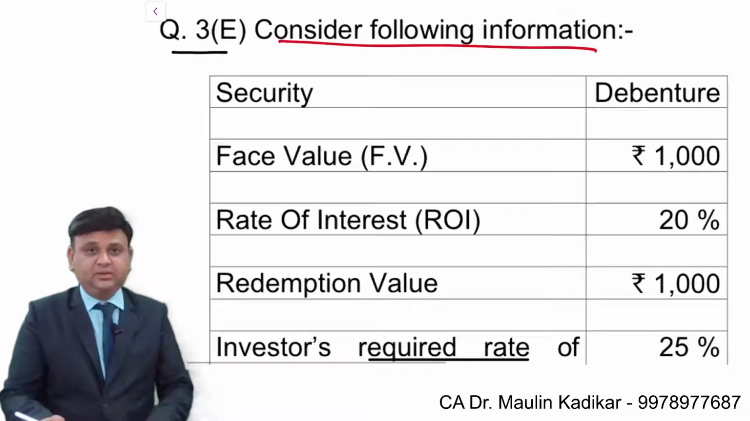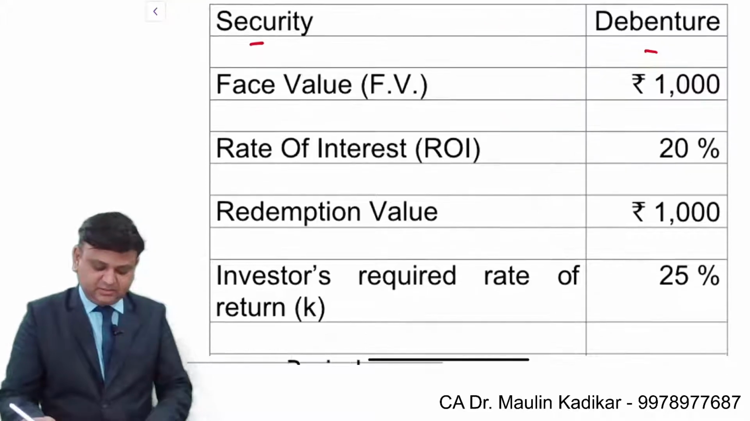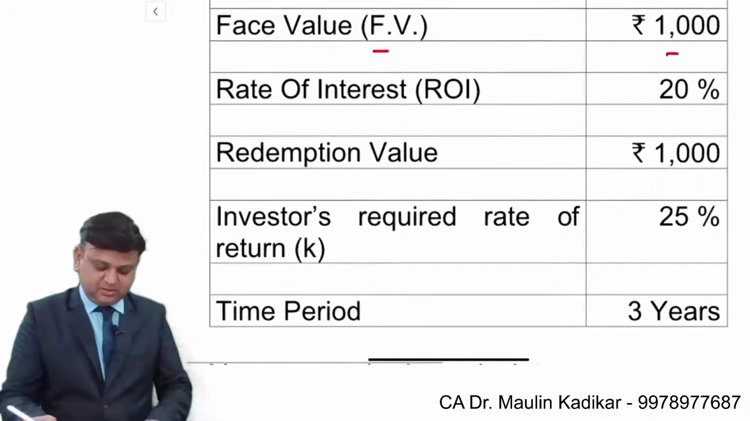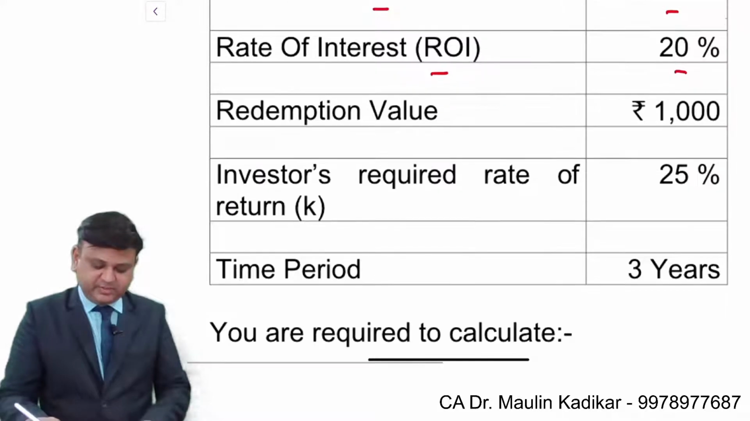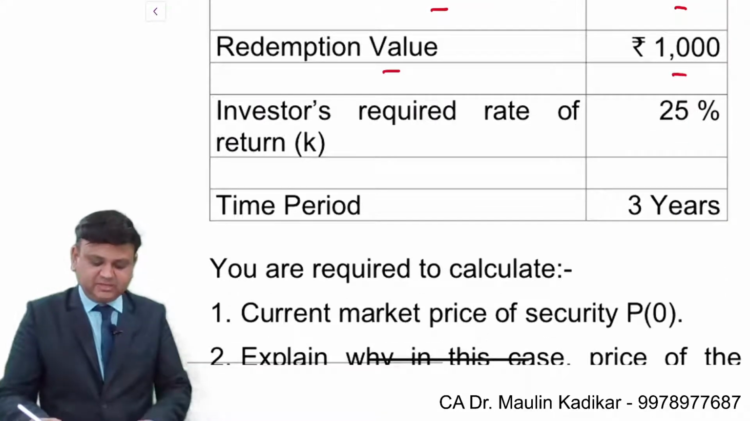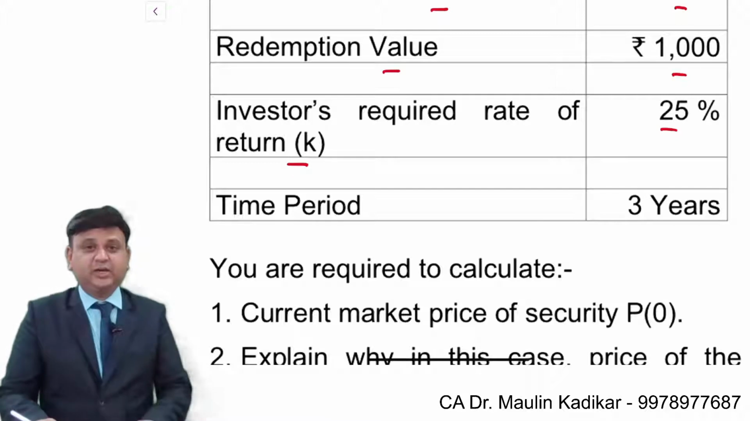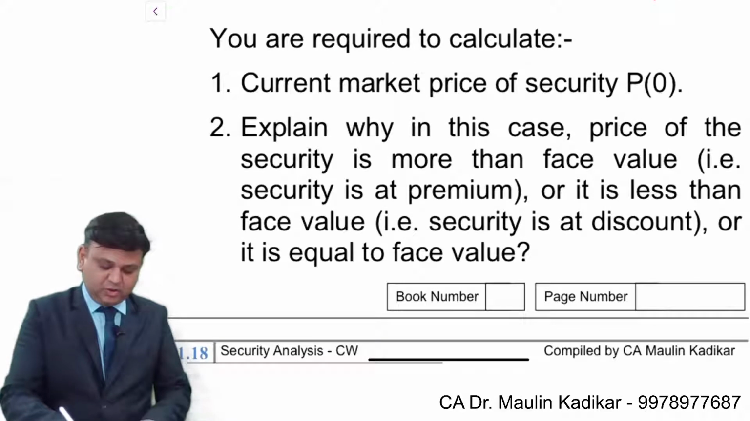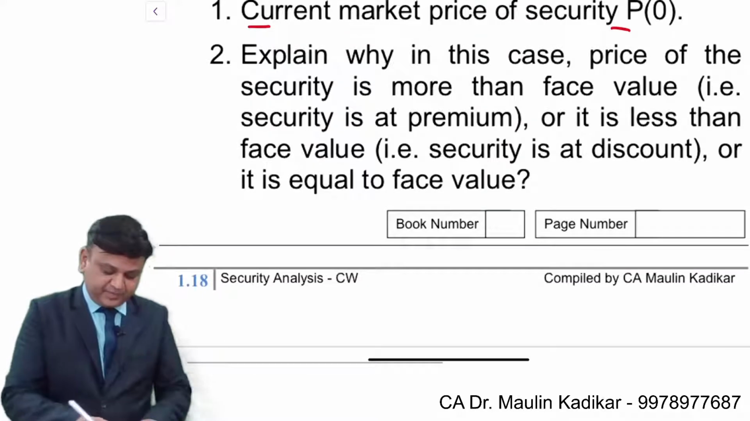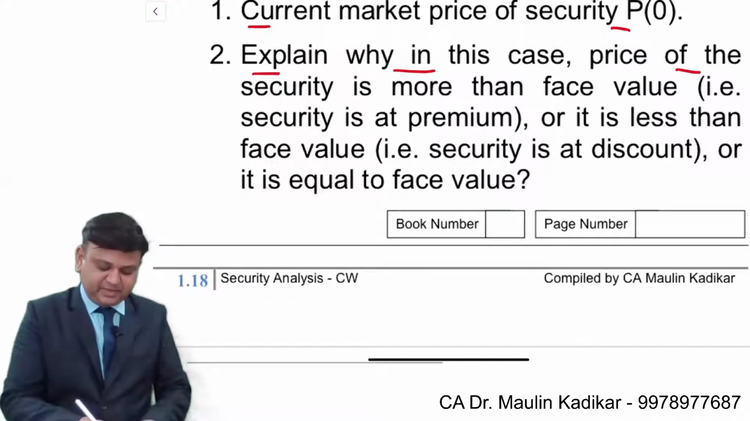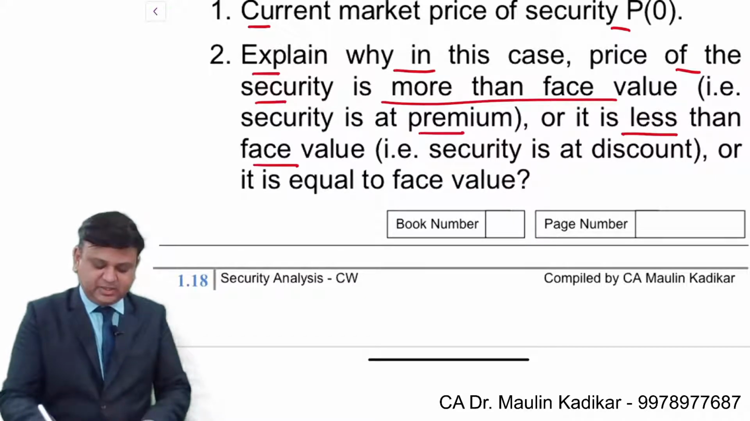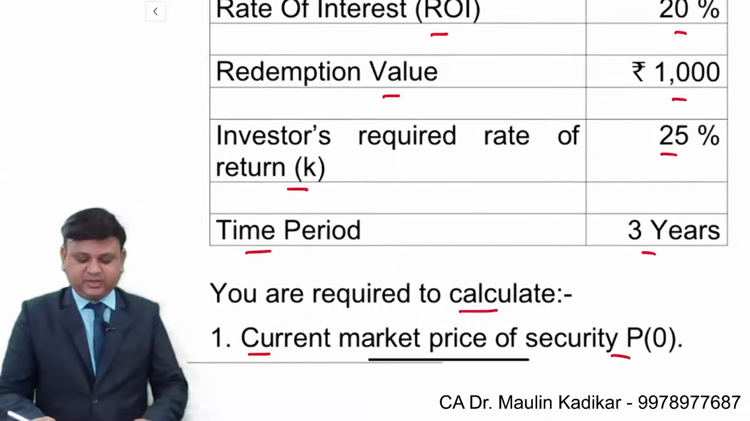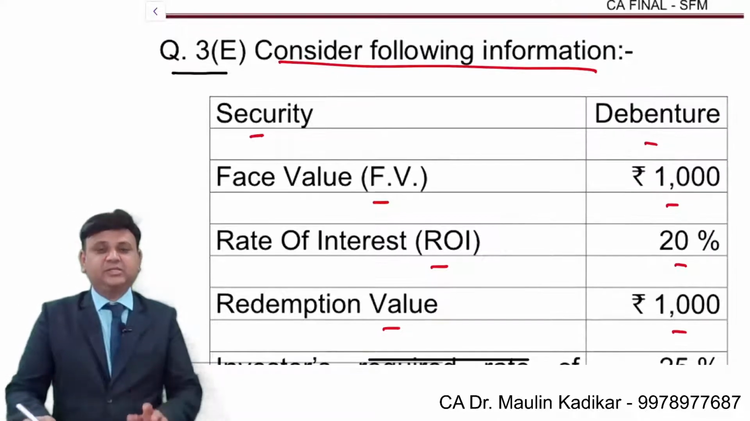Question number 3E. Consider the following information. Security: debenture, face value is 1000, rate of interest is 20%, redemption value is 1000, investors' required rate of return is 25%, time period is 3 years. You are required to calculate the current market price of the security, P0, and explain why in this case the price of the security is more than face value (premium), less than face value (discount), or equal to face value. Try to answer the question on your own.